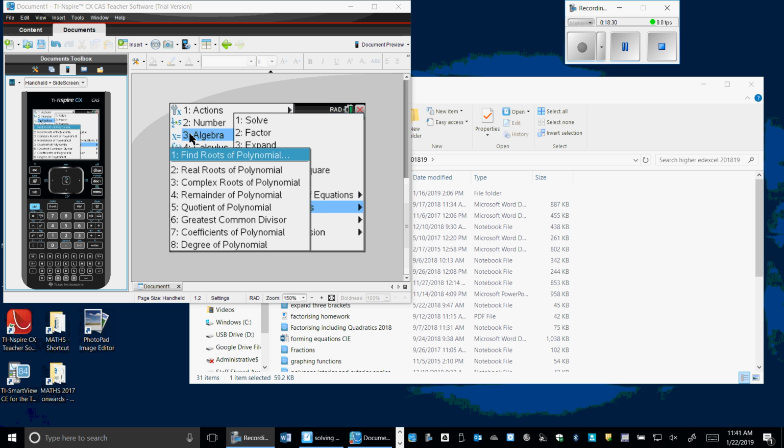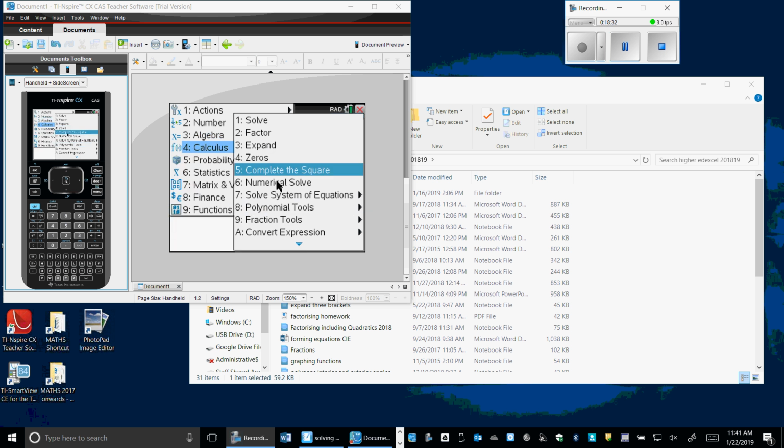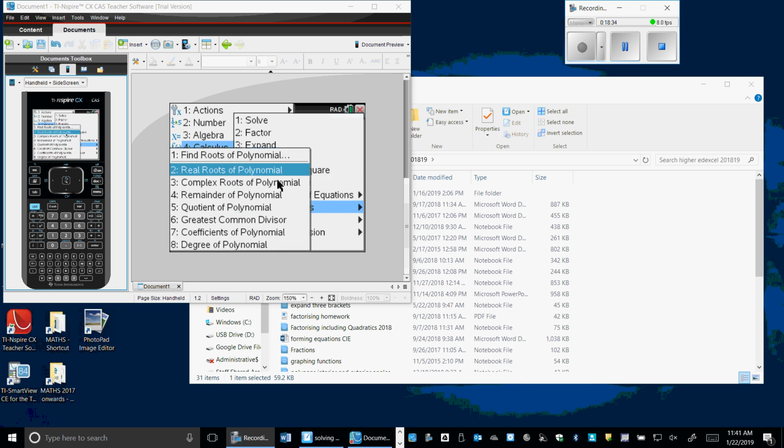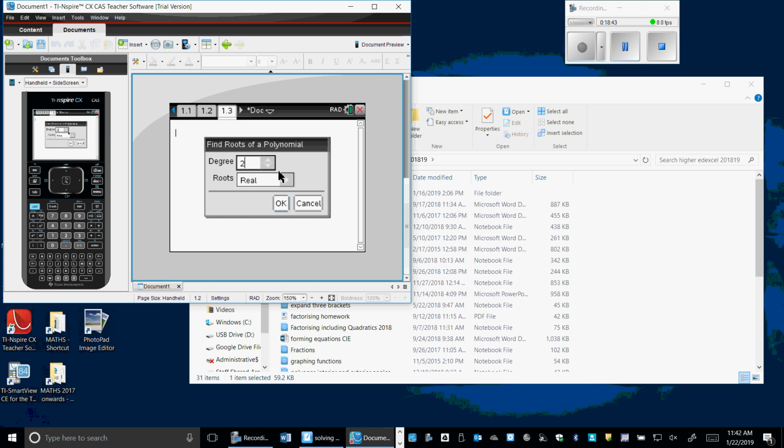Now, remember I said at the beginning it was a polynomial? So it's polynomial tools. Now, we are finding the roots of a polynomial. There's a reason it's at the top, because it's the most popular thing that you're going to be looking at. So you check that. Now, here it asks for the degree. That means what's the highest power of x that you're trying to solve. You will only be solving, she says confidently, at this level, quadratic, so that will always be a 2.